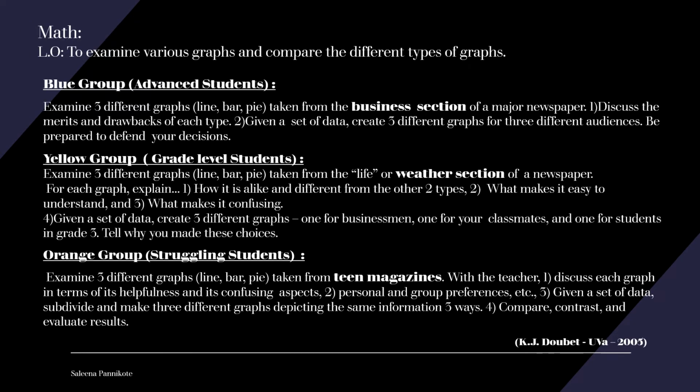The objective of this math lesson is to examine three types of graphs: line, bar, and pie graphs, and compare them. Although all students examine the same type of graphs, the complexity is varied by using graphs from different contexts. While advanced level students examine business graphs, grade level students scrutinize the less complex weather graphs, while struggling students explore the much simpler graphs from teen magazines. This strategy provides the appropriate challenge and support based on the skill level of students.